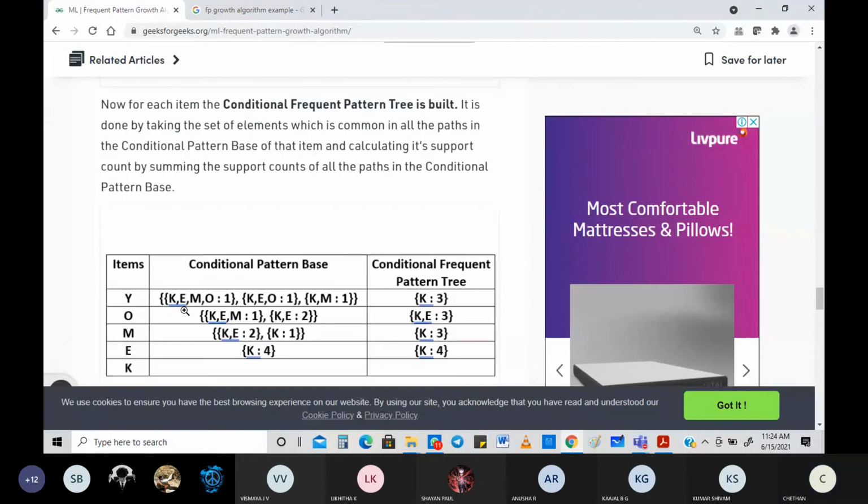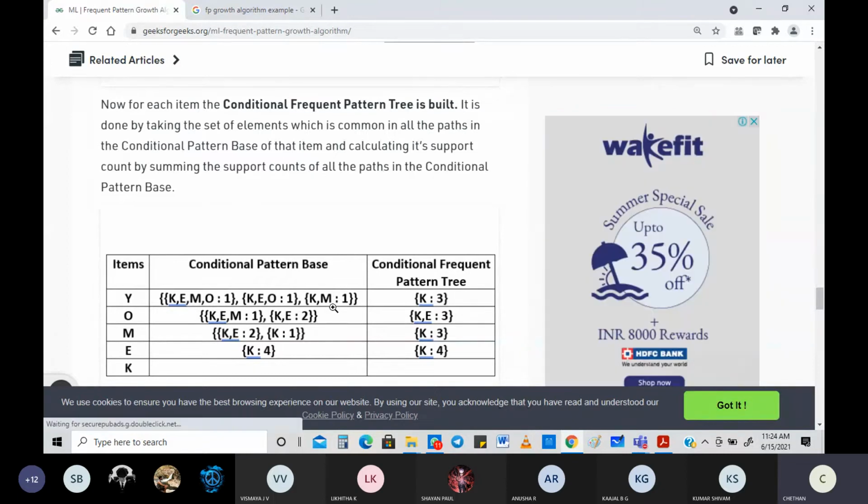Look into this: KE, KEO, KM. If you take K, how many times are you getting it? Are you getting the minimum support of 3? Yes. KE, are you getting a minimum support of 3? Yes. Only with regard to K, are you getting it? Yes. See the values, you can easily understand just by the values. See this K and K: 2 plus 1, 3. Then again KE, KE: 1 plus 1, 3. Then KE is one more here: 1 plus 1, 2.